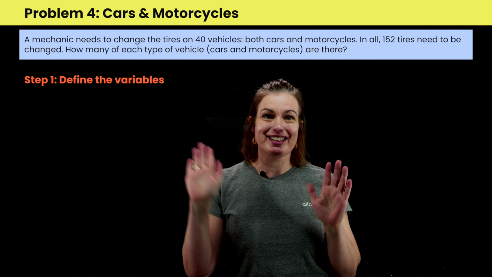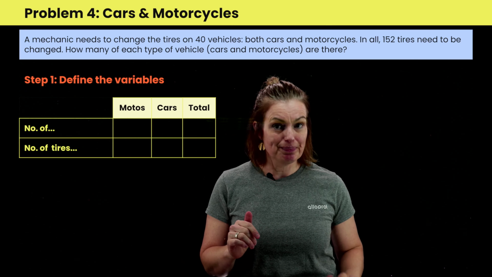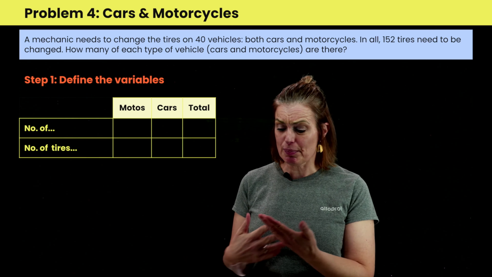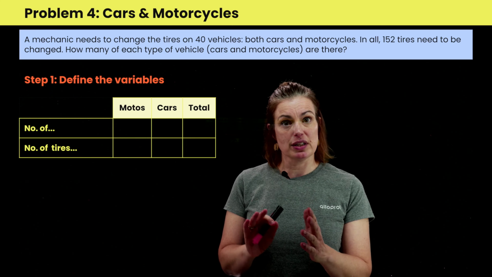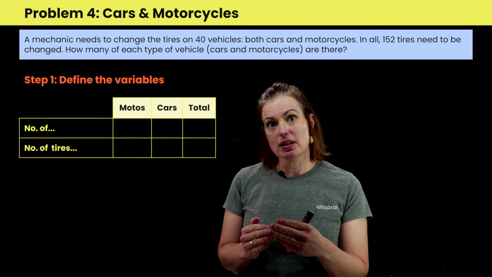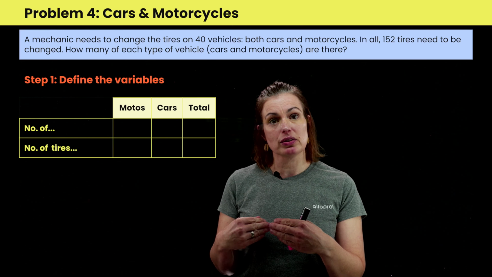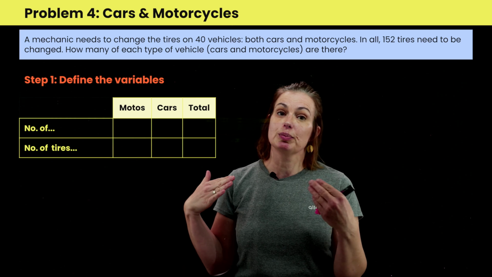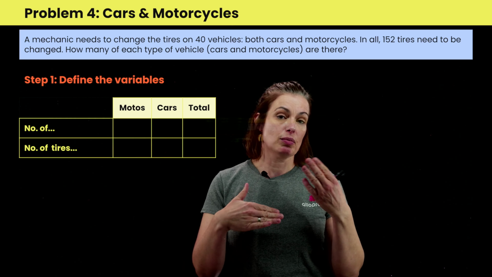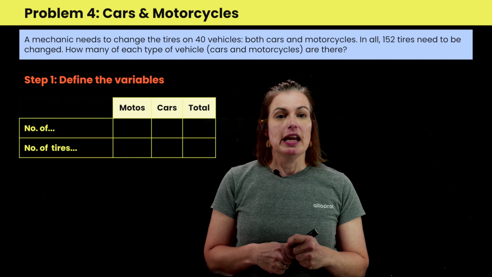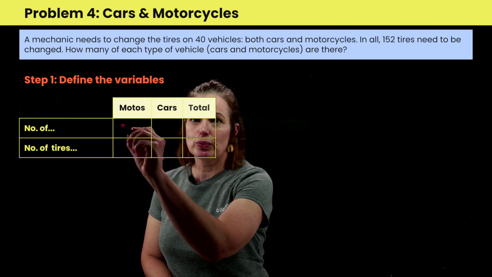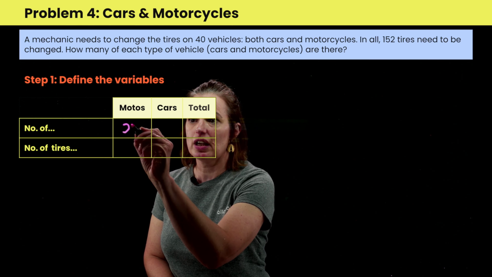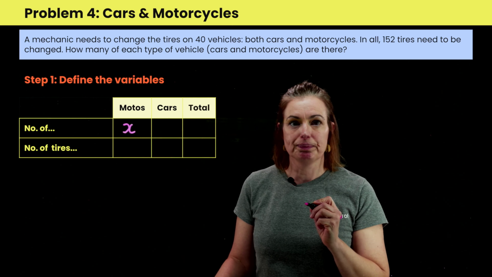So first, let's look at how we actually define these variables. I'd suggest you set up a little table like this. That will just help us organize our thoughts a bit. I need to decide whether the number of motorcycles will be defined as my X, or whether the number of cars will be defined as my X. In this case, I'm going to use motorcycles as my X. There's no real particular reason behind that, just that that's what I decided to do.